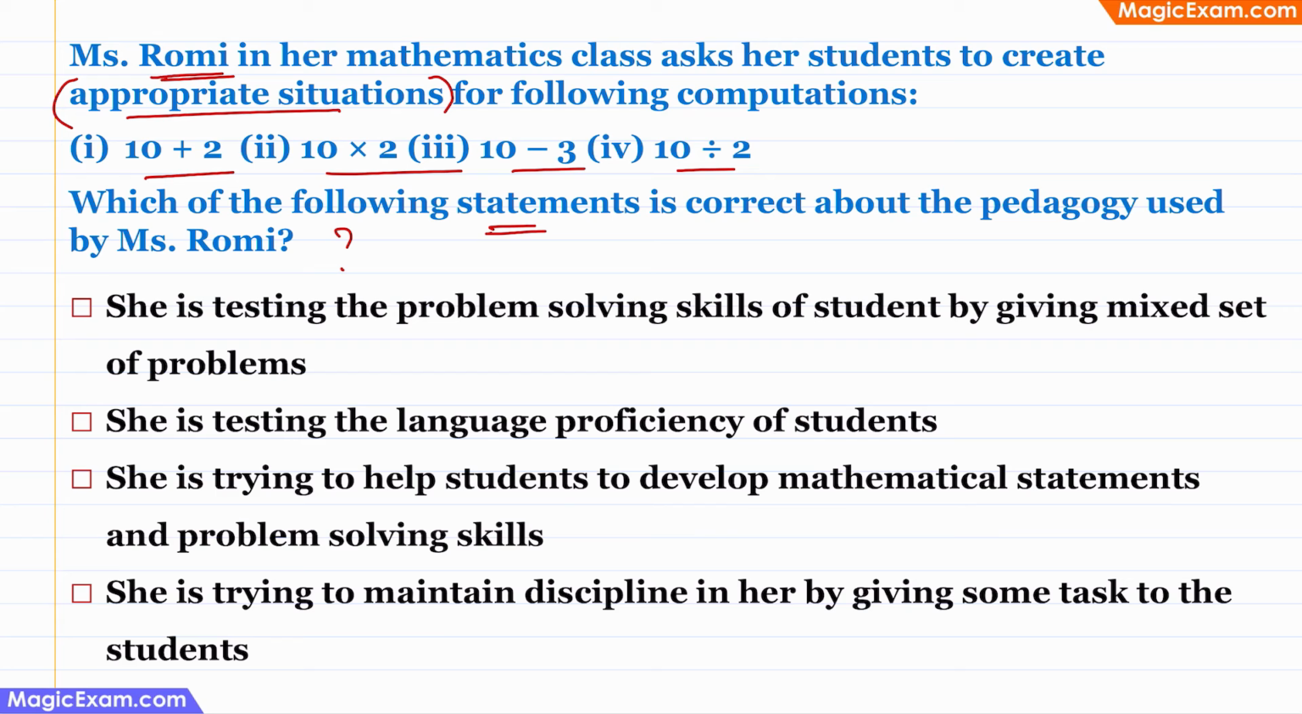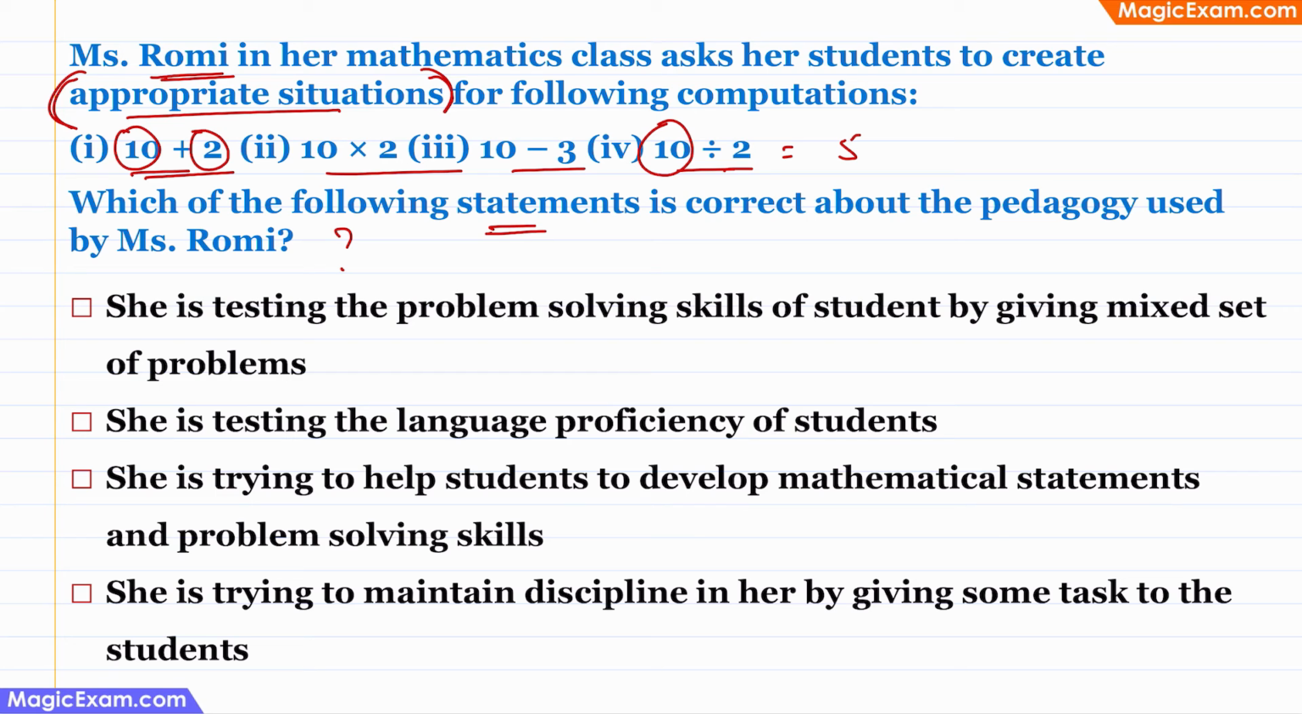For example, I have 10 apples and somebody gives me 2 apples. So I will have 12 apples. Or I have 10 chocolates. I need to divide it between 2 classmates. So I divide it by 2 and each classmate gets 5. So she's asking them to create situations for these statements. So let's look at the answer choices.